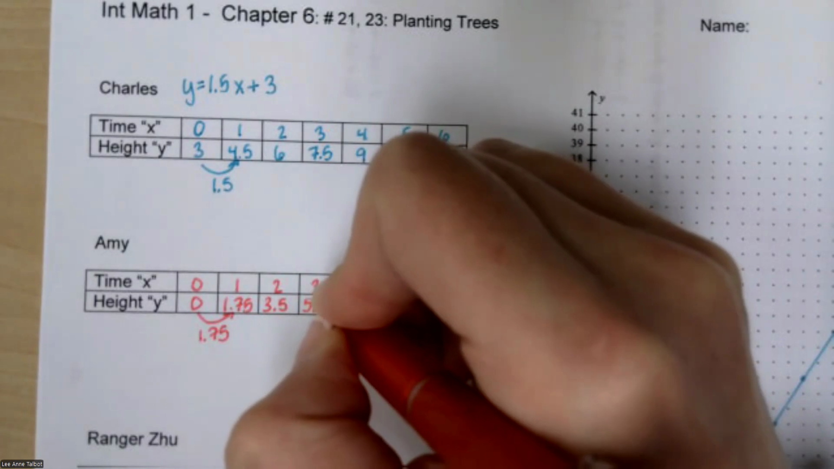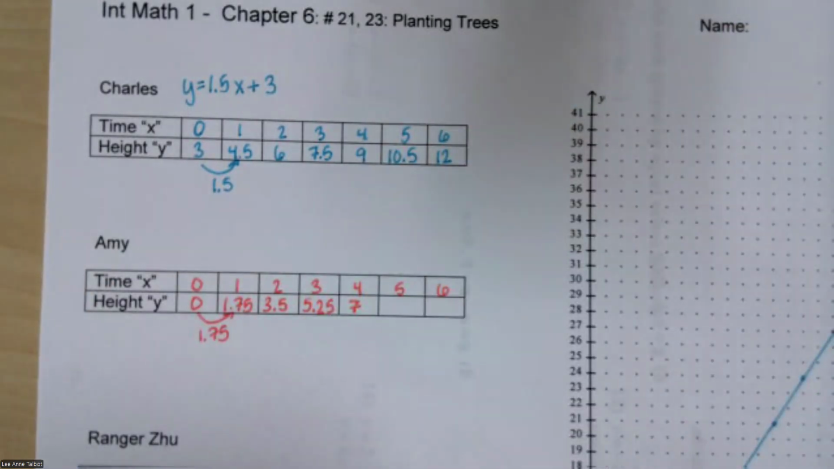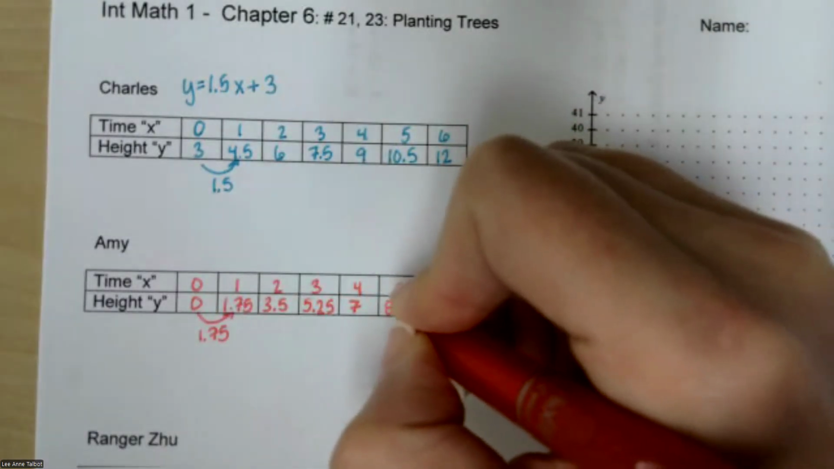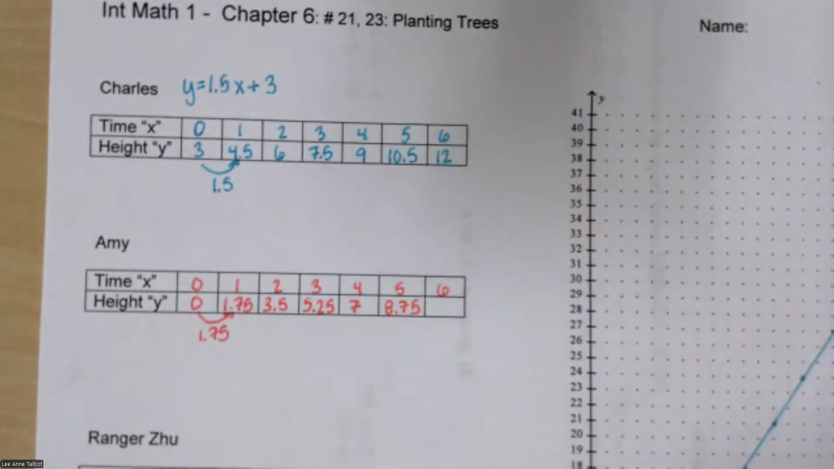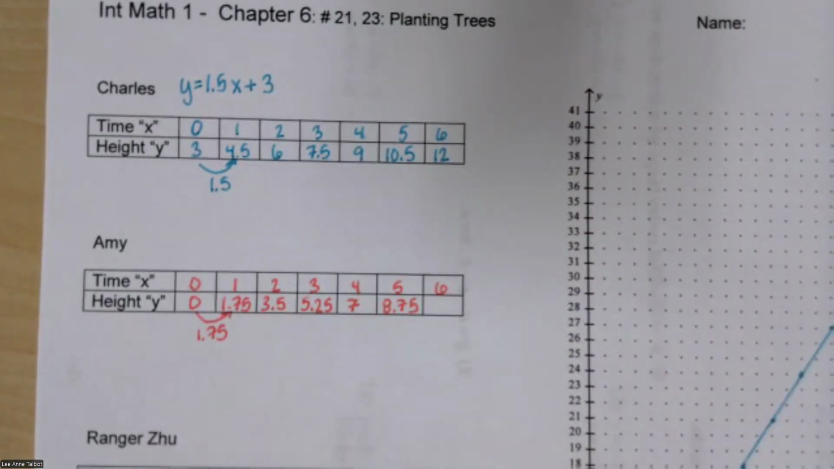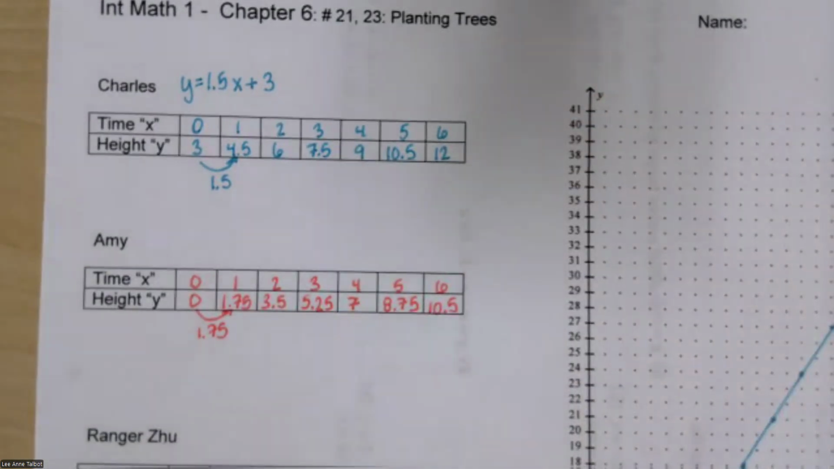Okay. And then 7, and then 8.75, and then 10.5. Oh man. Woo! I made up for my earlier lack of X in the warm-ups.